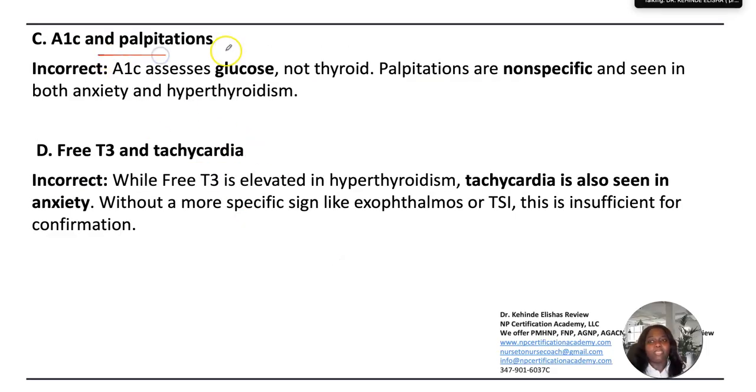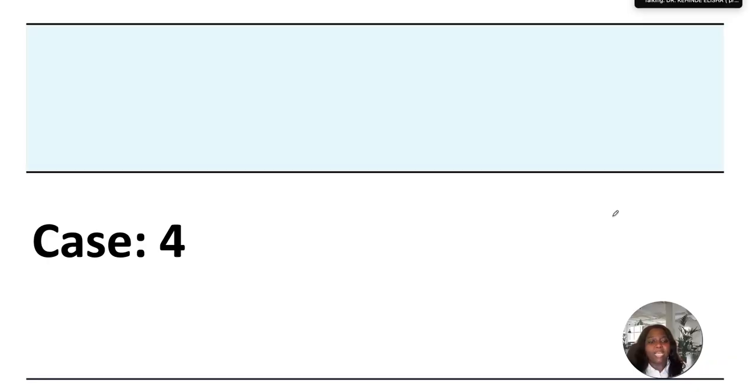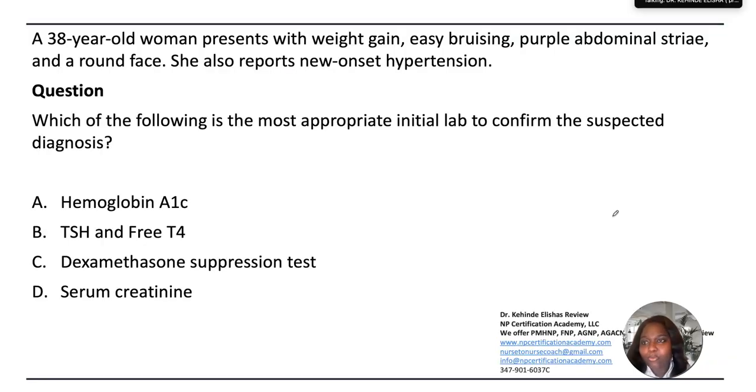Hemoglobin A1C and palpitations is incorrect because hemoglobin A1C assesses glucose, not thyroid. Palpitations are non-specific and seen in both anxiety and hyperthyroidism. Free T3 and tachycardia is incorrect because while free T3 is elevated in hyperthyroidism, tachycardia is also seen in anxiety. Without a more specific sign like exophthalmos or TSI, this is not enough to confirm the diagnosis. Okay, let's take a look at another question.